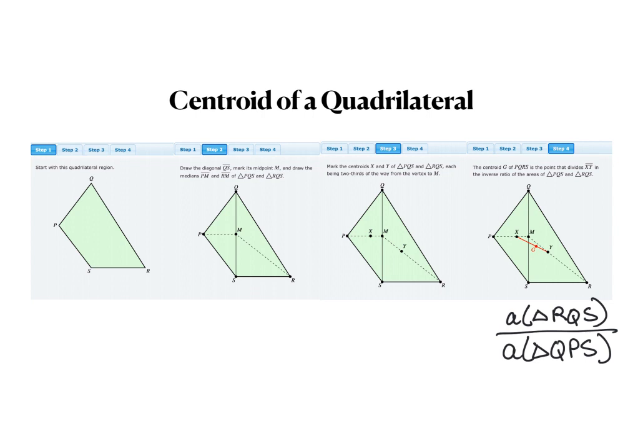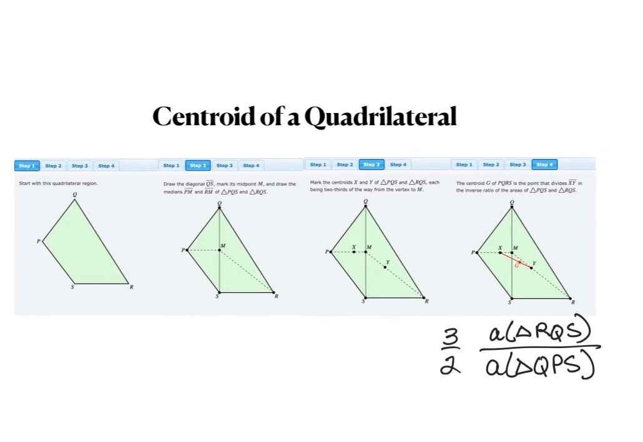So for example, if I found that the ratio of the area of triangle RQS to triangle QPS was 3/2, that would mean that I would need my centroid to be closer to Y than to X. So this segment here would be divided like so. So rather than 3 being on this side, it's on that side. So I would find this point based on this distance and divide it into a 3:2 ratio.